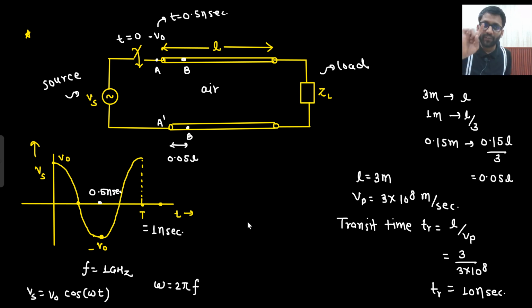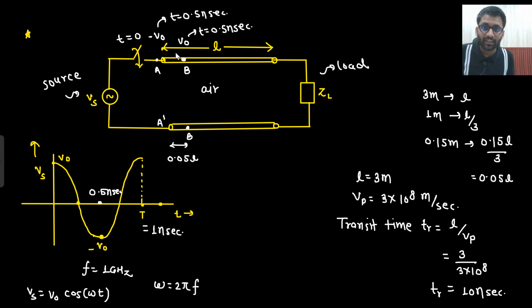So in 0.5 nanosecond, this point would be at minus V naught and this point would have been at V naught at t equals to 0.5 nanosecond. What happened was these were two wires. First we applied some potential, then V naught came. Now this V naught started traveling with the speed of 3 into 10 to the power 8. The total length is 3 meter. It will take 10 nanosecond of time to cover this complete length. Now we are analyzing at 0.5 nanosecond. So at 0.5 nanosecond, this point would have been at minus V naught and this V naught would have traveled ahead. So this V naught would have reached at 0.05 L distance.